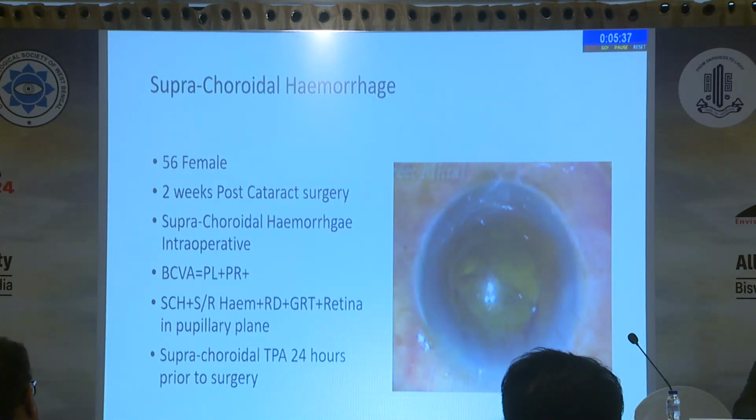Then for suprachoroidal hemorrhages, this was a 56-year-old female, 2 weeks post-cataract surgery. A suprachoroidal hemorrhage had occurred intraoperatively. The best corrected vision was PL, PR accurate. The patient also had a retinal detachment with a giant retinal tear, and the retina was lying in the pupillary plane. So we can't delay the surgery for longer than this period, 2 weeks. Although 2 weeks is also good enough that the clotted blood liquefies.